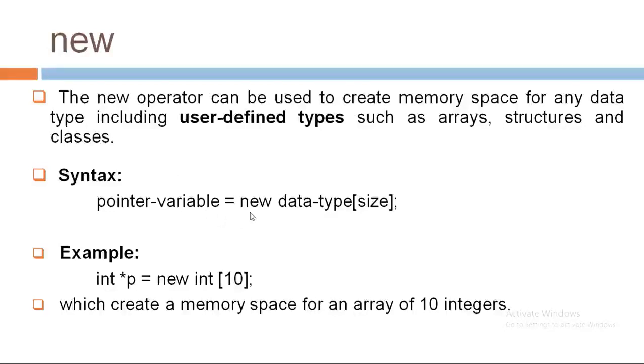New is a keyword which allocate memory space for pointer variable which is equal to the number of elements of particular data type. For example, int star p is equal to new int into bracket 10 will assign memory space for an array of 10 integers.